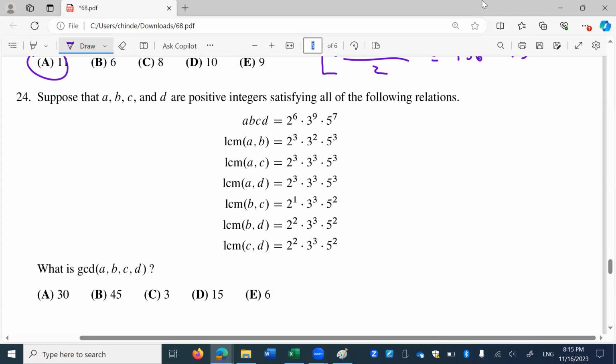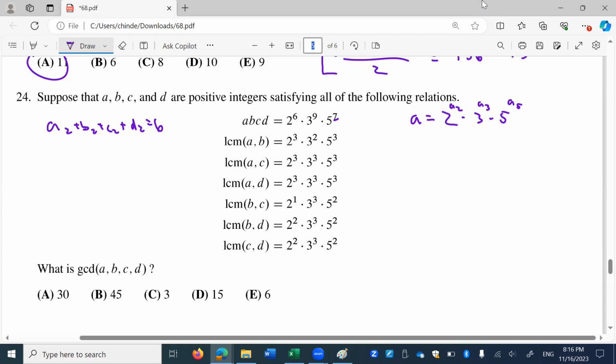So basically, if I think about A as going to be 2 times 3 times 5 with some exponents here, and I'll call the exponents a sub 2, a sub 3, and a sub 5, and I'll use the same convention for B, C, and D. And so the facts I know are A2 plus B2 plus C2 plus D2 equals 6. Right, and the same thing correspondingly, A5 plus B5 plus C5 plus D5 equals 7. And so now we look at the data here.